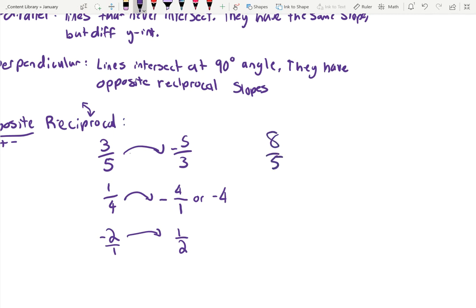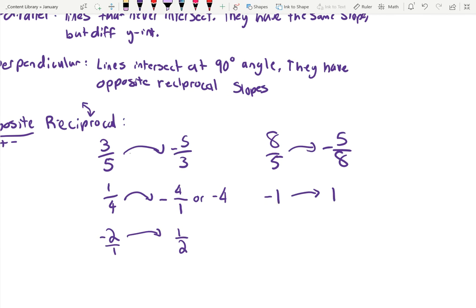8 fifths. The opposite reciprocal of that would be negative 5/8. Change the sign and flip the fraction. Here's a good one: the opposite reciprocal of -1 is +1. Why is that? If you make it a fraction, -1/1, the negative becomes positive, and then 1/1, when you flip it, is still 1/1. So the opposite reciprocal goes from -1 to +1.